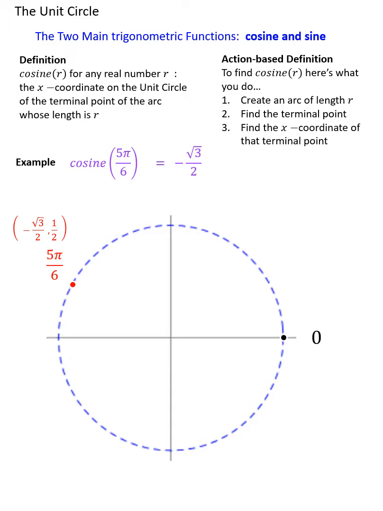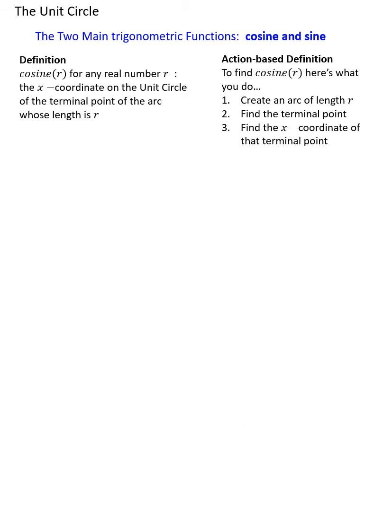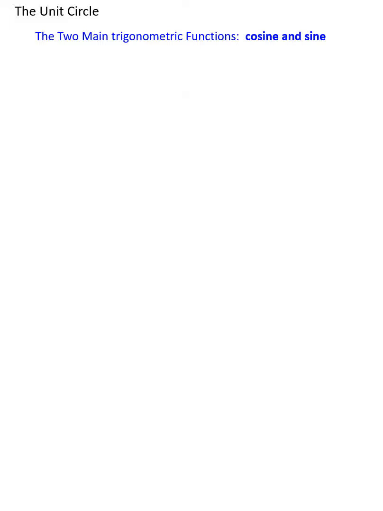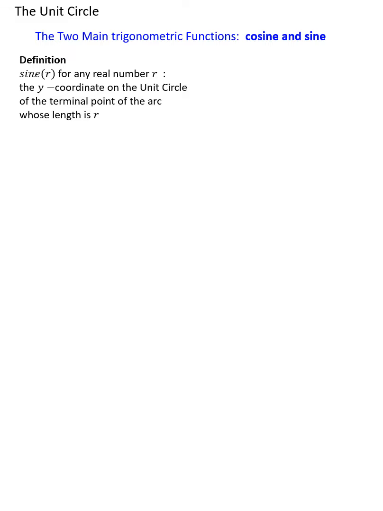All right, so we're done with this problem, and now we're going to move on to the second of the 6 important functions, the sine function. The sine function is defined very much like the cosine function. I'll let you read that. The only difference between sine and cosine is that the sine is defined as the y-coordinate.